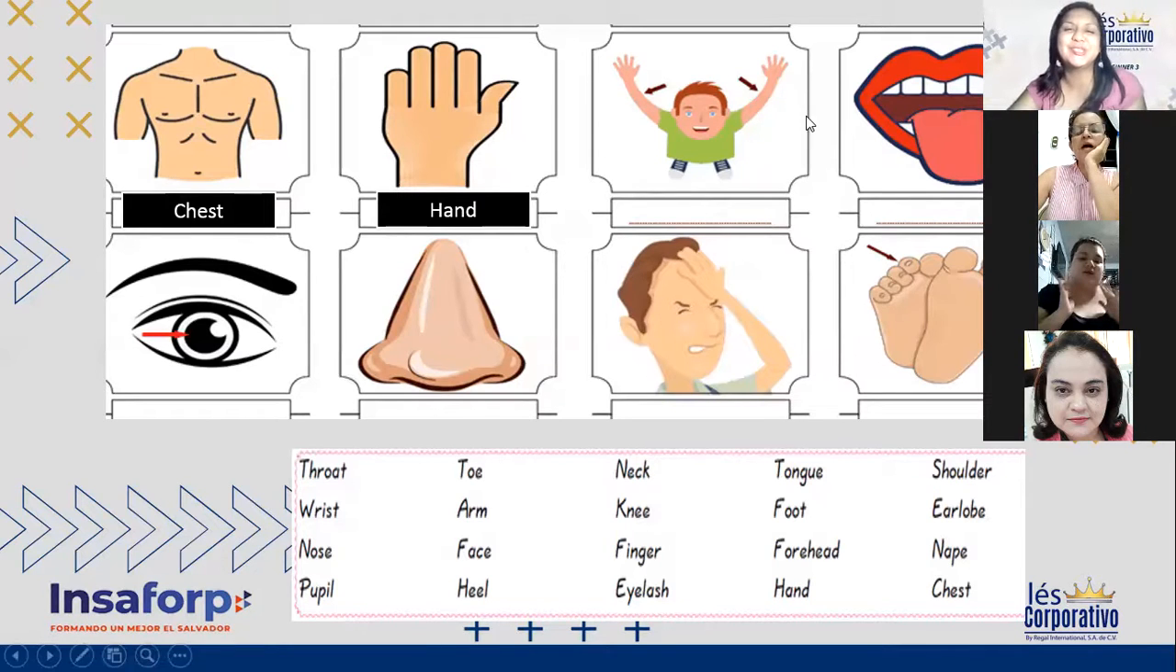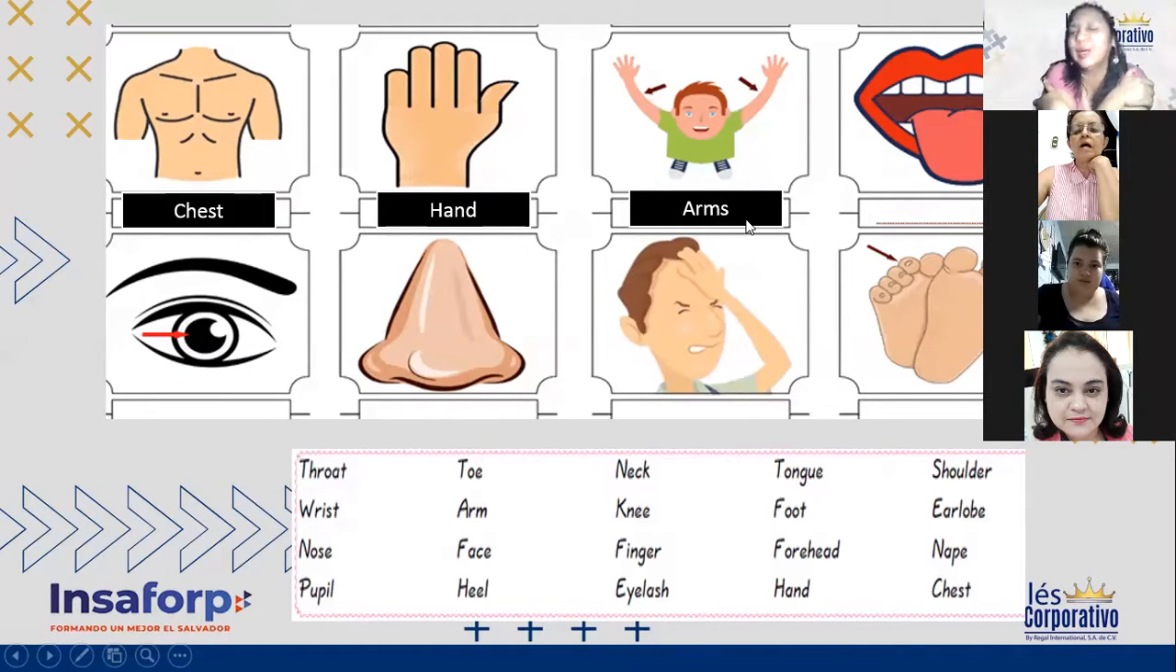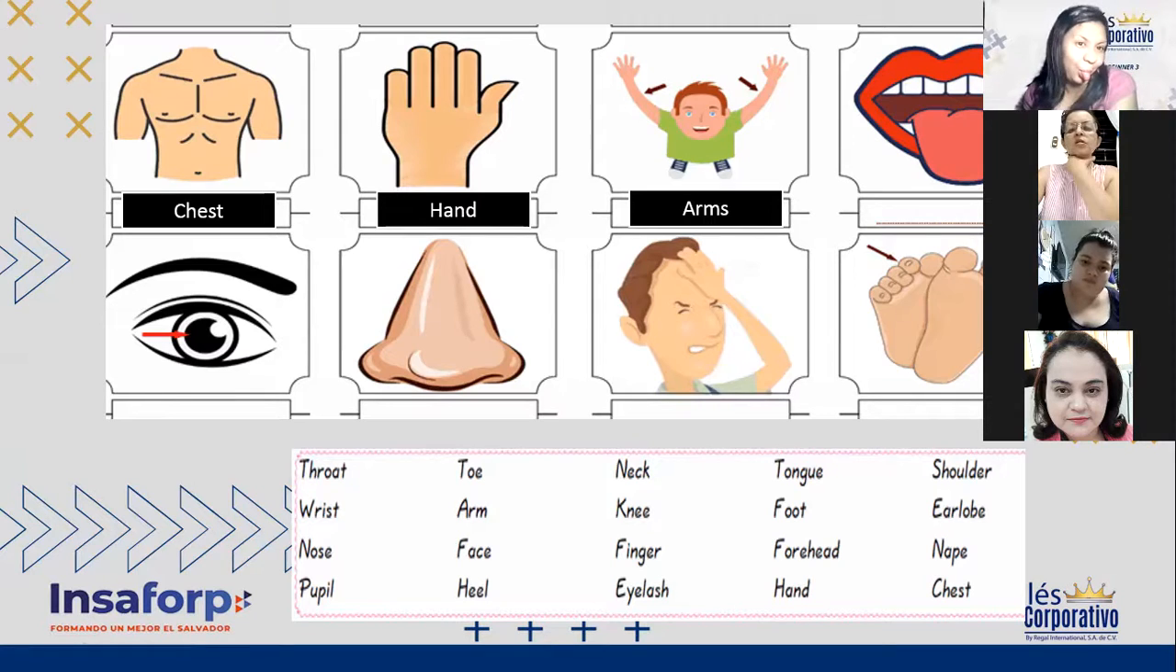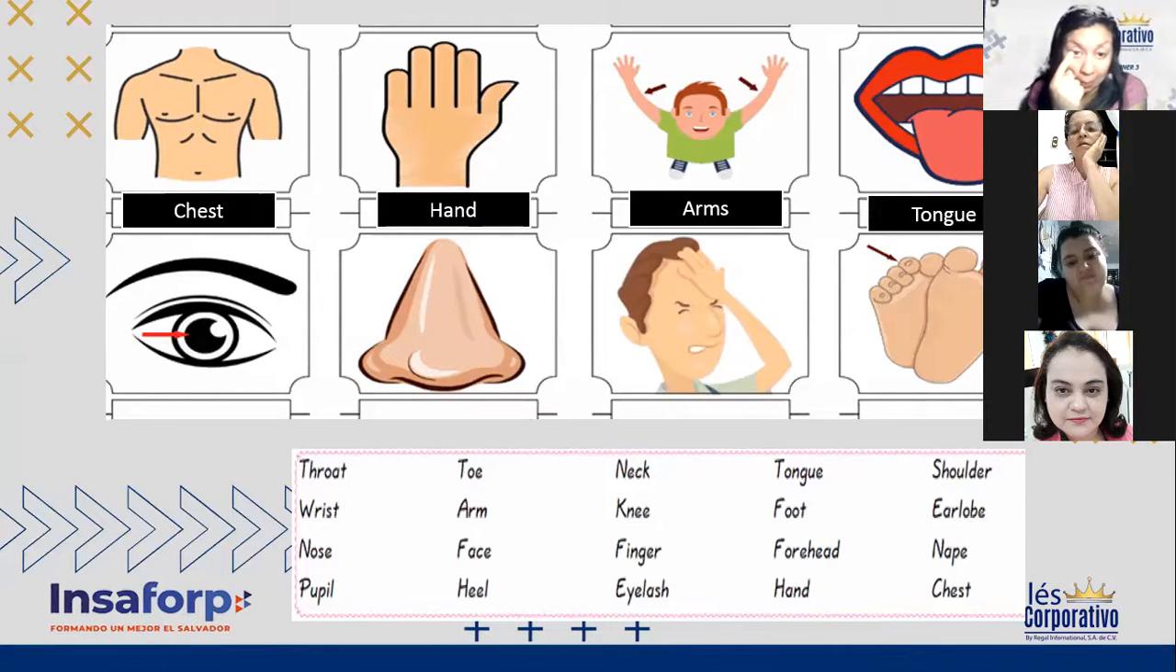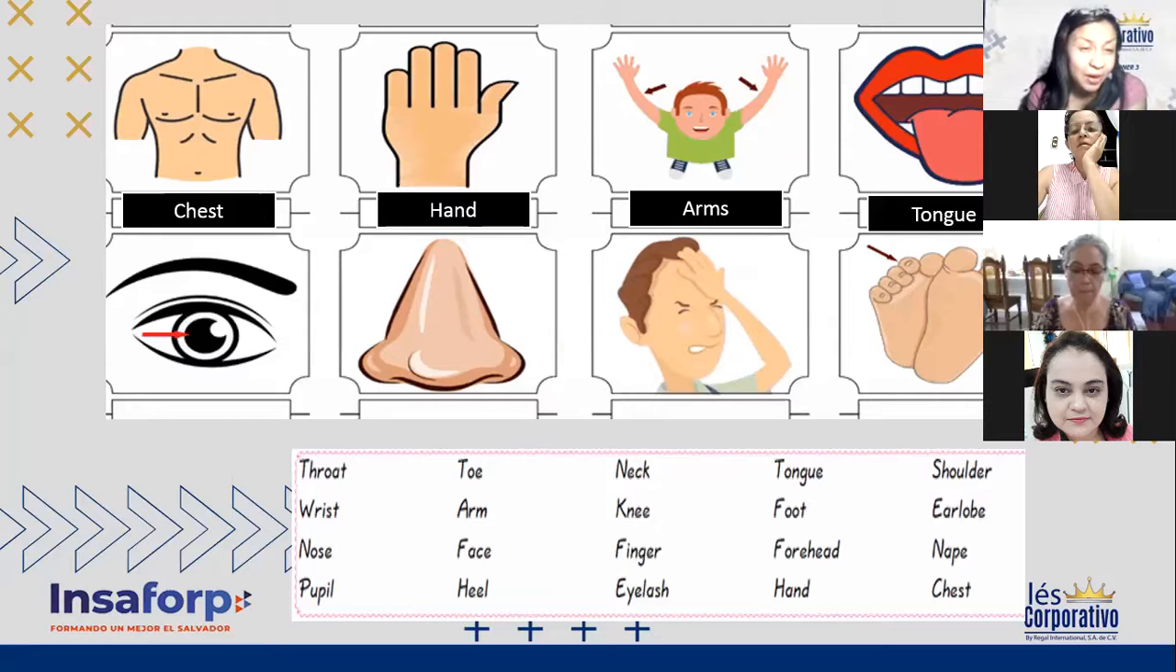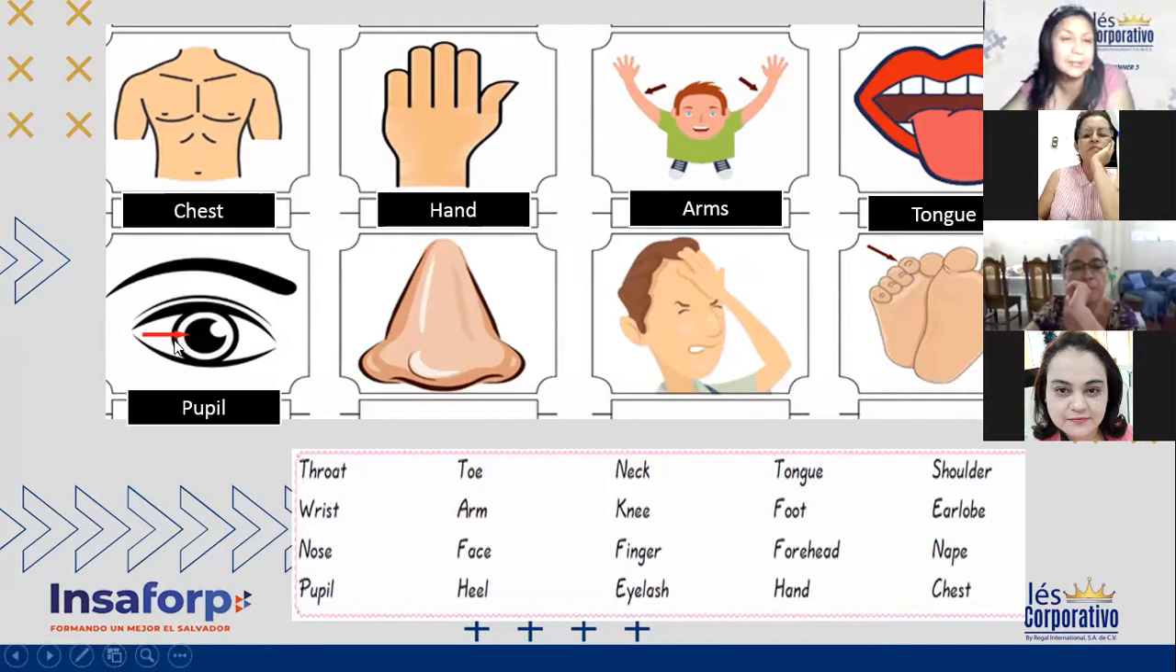Okay, what about these ones? Arms. Yes, arms. And with your arms, you can hug very tight. And then you have your tongue. Your tongue. What about the other one? Pupil. Yes, pupil. Nose. With your nose.